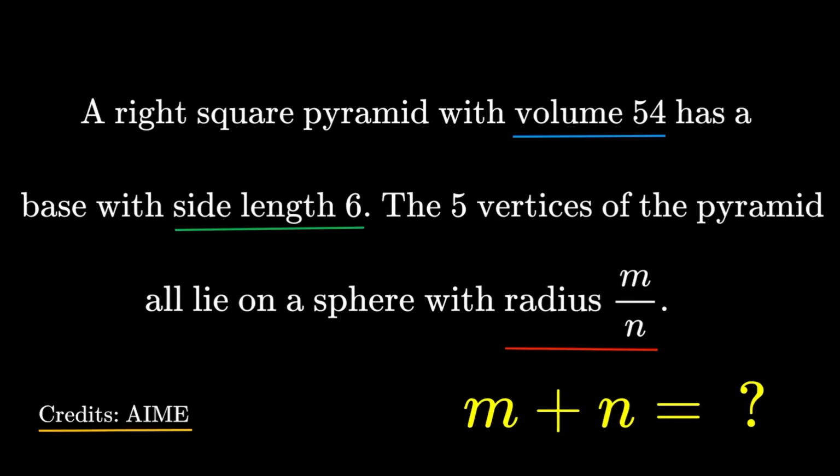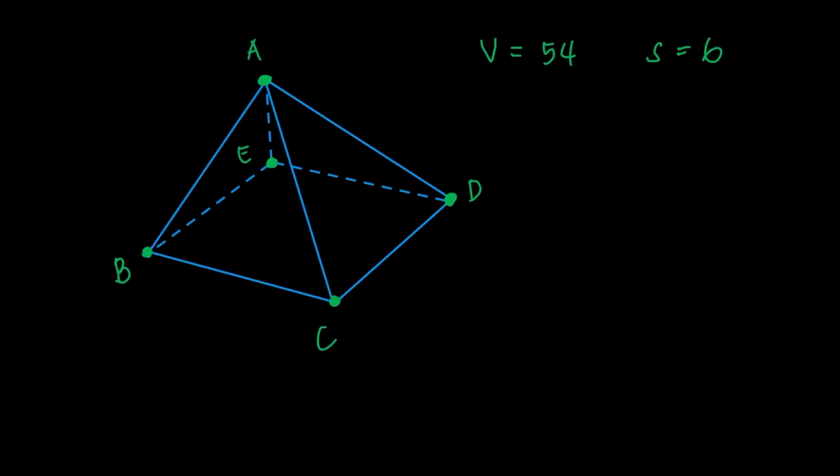Now, this question is 3D geometry, and although it's hard to visualize, we could make our own creative ways to understand the solution. Obviously we have to draw the figure first, and I'm going to label points on the pyramid, as you can see here, so we can refer to those points and segments more easily. So let's talk about what we have. We have the volume to be 54, and the side of the base to be 6.